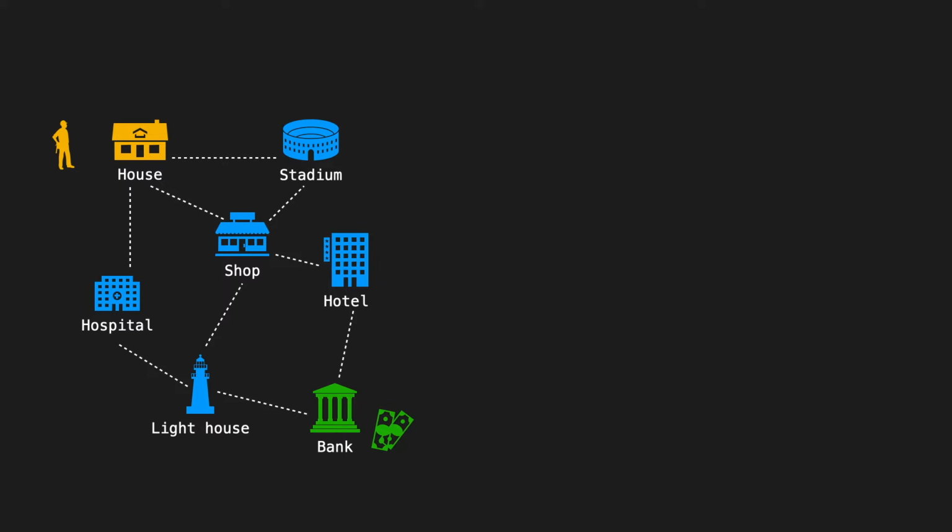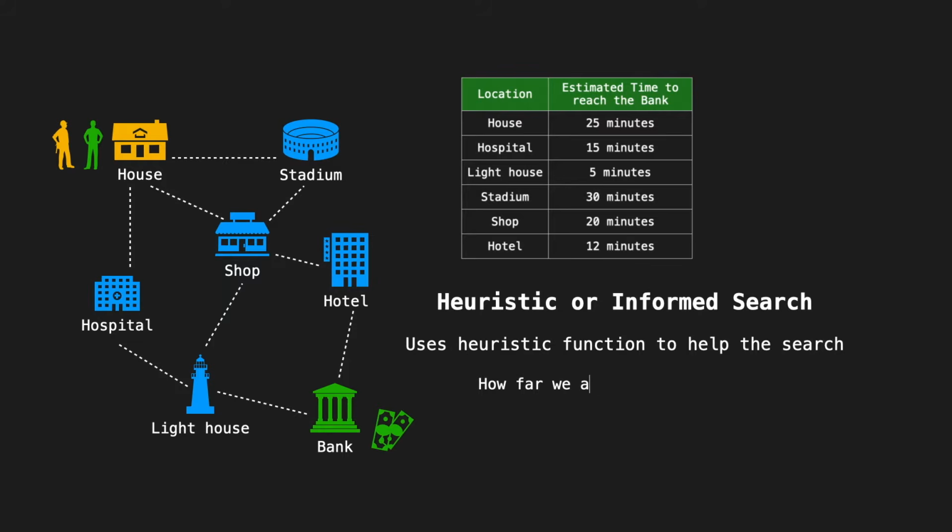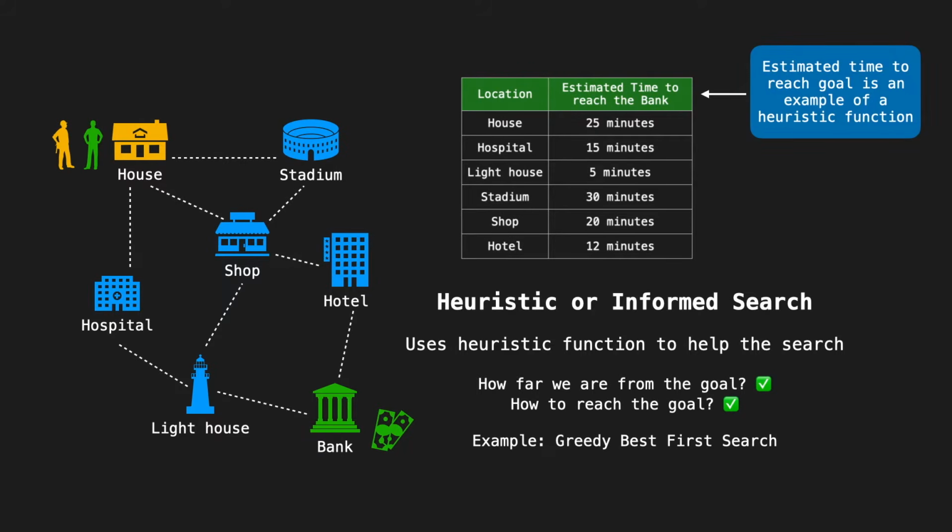Now, let's assume you have a friend who's familiar with the locality and also knows the estimated time to reach the bank from each location. With this help, you'll be able to find the way to the bank easily. This search is known as informed or heuristic search, which uses a heuristic function to help the search. An example is the greedy best first search. Here, the estimated time to reach the goal is the heuristic function, which helps you to reach the bank easily.